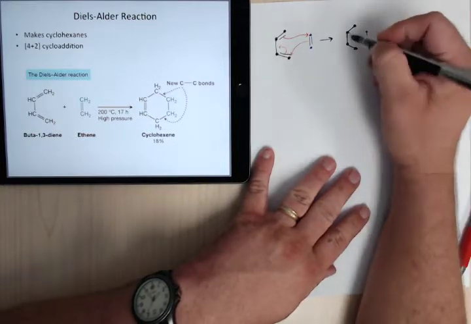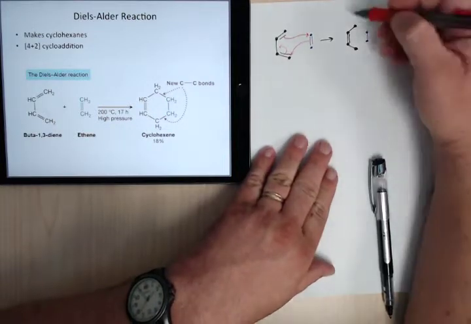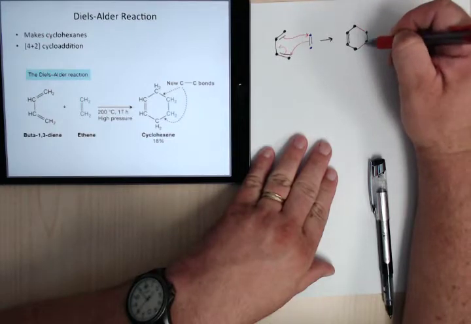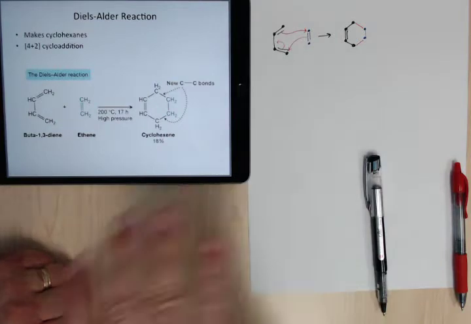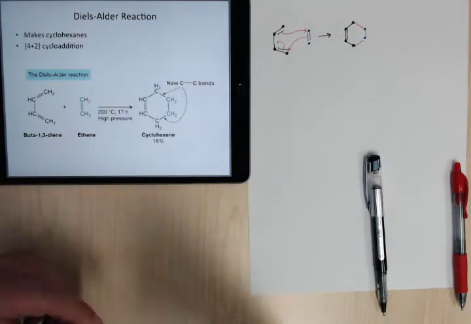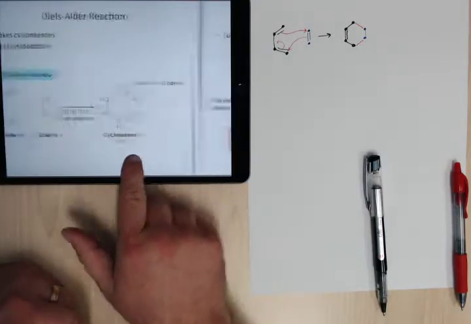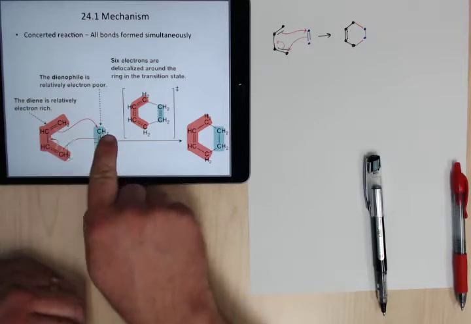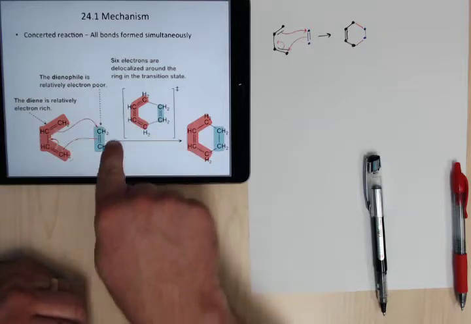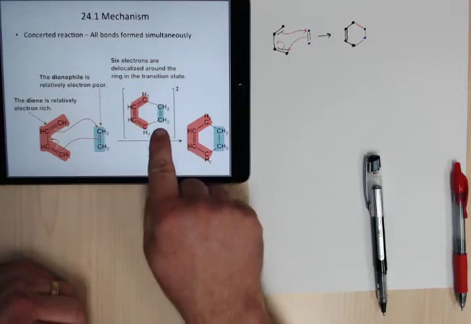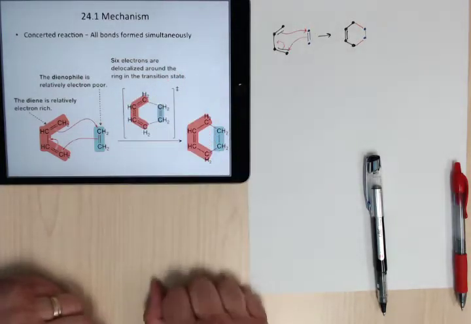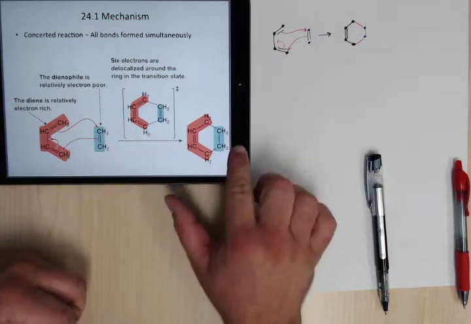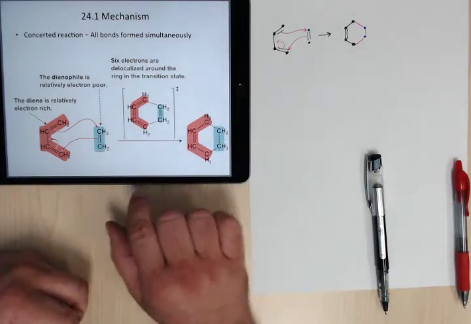Got the double bond back here. But you're going to make a new bond here and a new bond here. And so that's your general structure. Okay? So now we've made two carbon-carbon bonds, which is always good. So the diene, and then the dienophile. You're going to go through this intermediate that looks very similar to a benzene ring to make a cyclohexane.